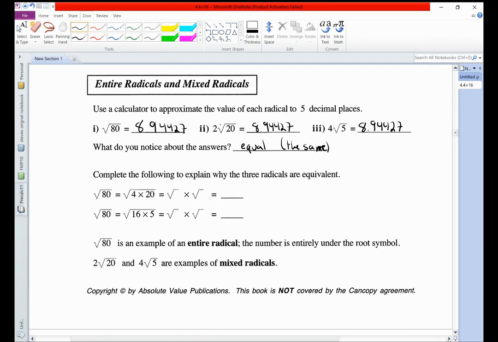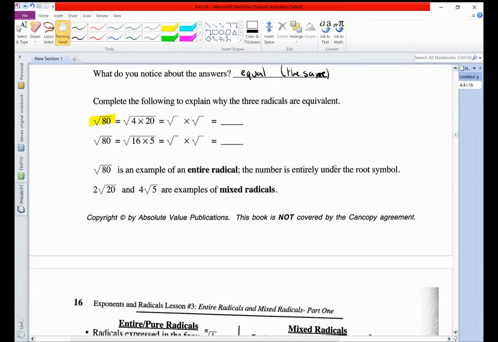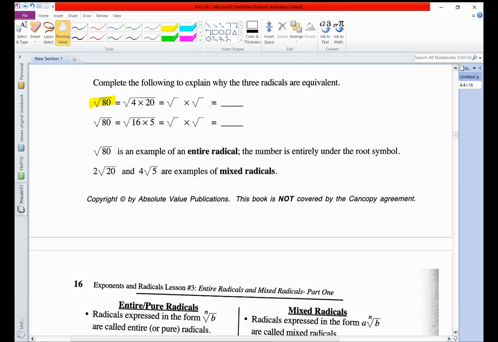So it says complete the following to explain why all 3 of those radicals are equivalent. Well, the square root of 80 can be written as the square root of 4 times 20, or the square root of 4 times the square root of 20. And we know 4 is a perfect square, so we can write that as 2 root 20.